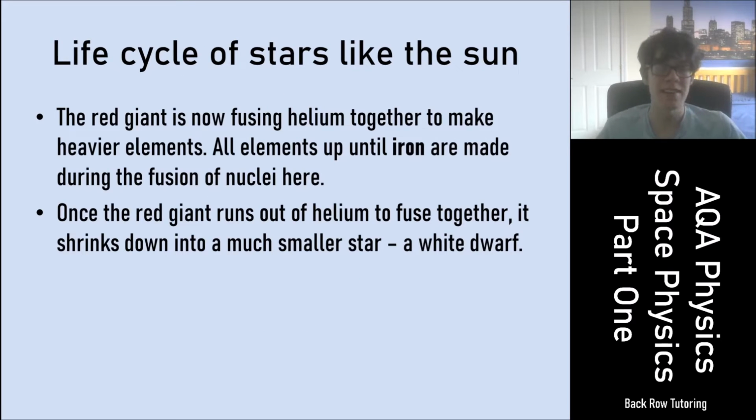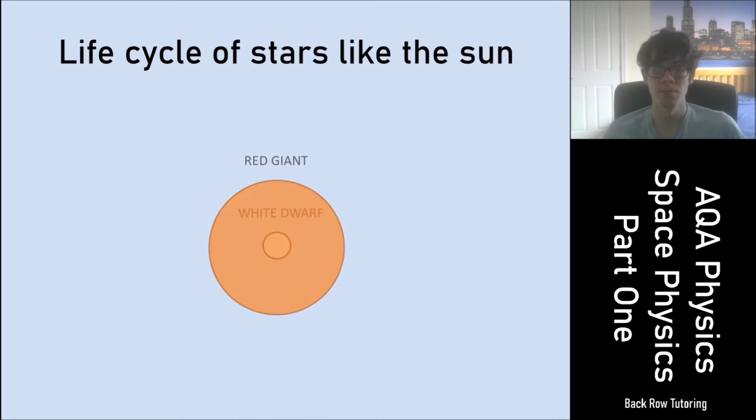The red giant is now fusing helium together to make heavier elements. So it's not fusing hydrogen together anymore, it's now fusing helium together. All elements up until iron on the periodic table are made during the fusion of nuclei here. Once the red giant runs out of helium to fuse together, it shrinks down to a much smaller star, a white dwarf.